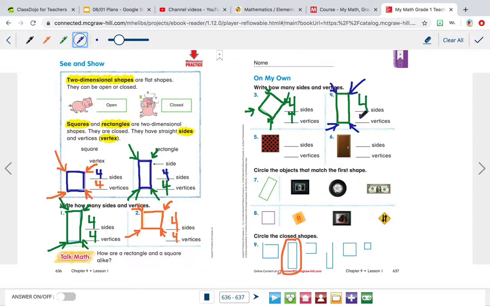It has 4 sides and 4 vertices. Now for this one, this is a checkerboard, but it's in the shape of a square. So we're going to outline the square and count the sides. So it's 1, 2, 3, 4 sides. And how many vertices? Let's see.